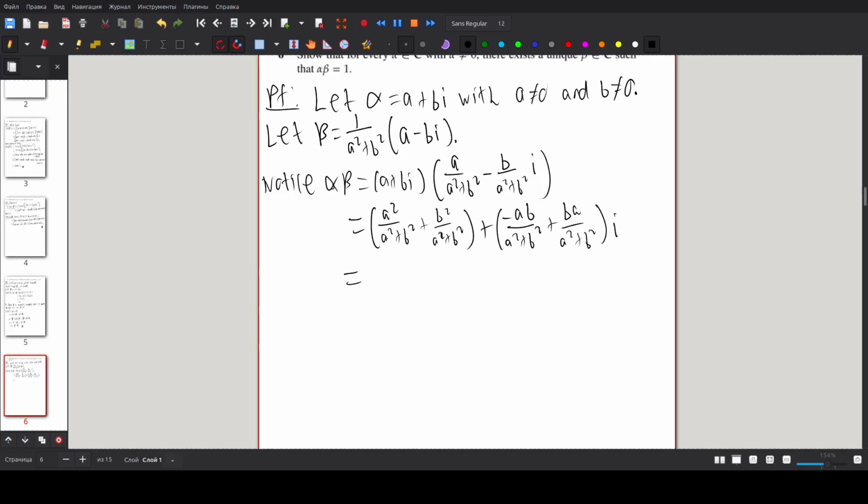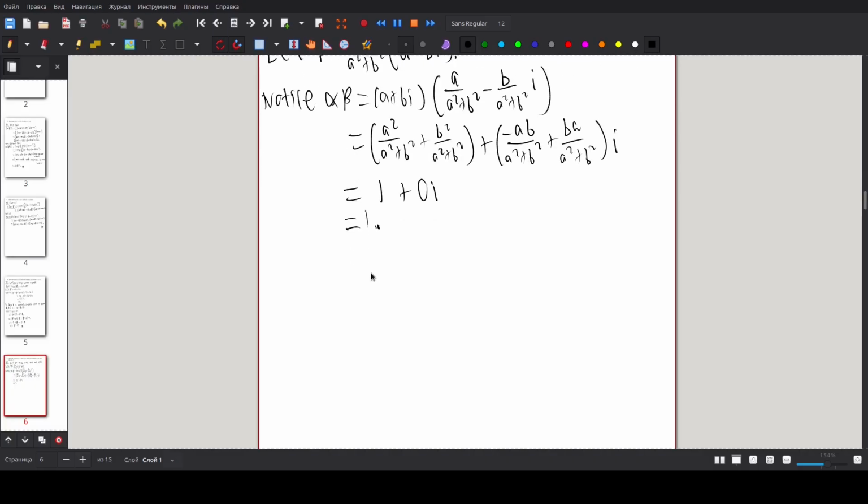And we know a squared plus b squared is not going to be 0 because these are real numbers, right? So we don't have to worry about dividing by 0. So this is just going to equal 1 plus negative ab plus ba. Those are going to cancel each other out, so that's just going to be 0i, which equals 1. So that part's done.